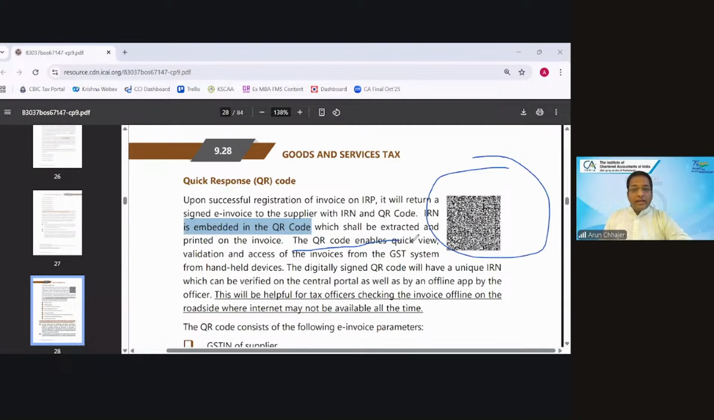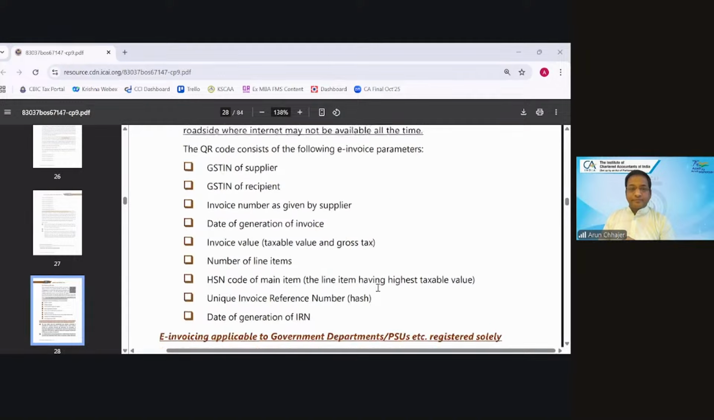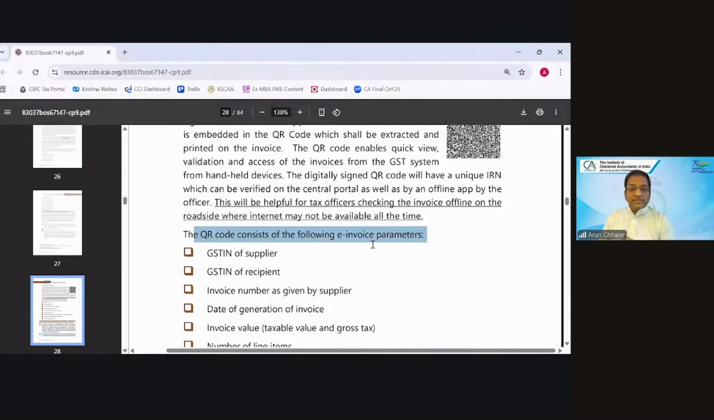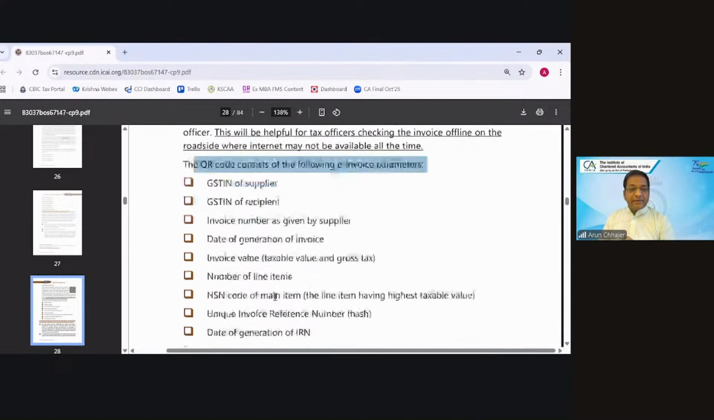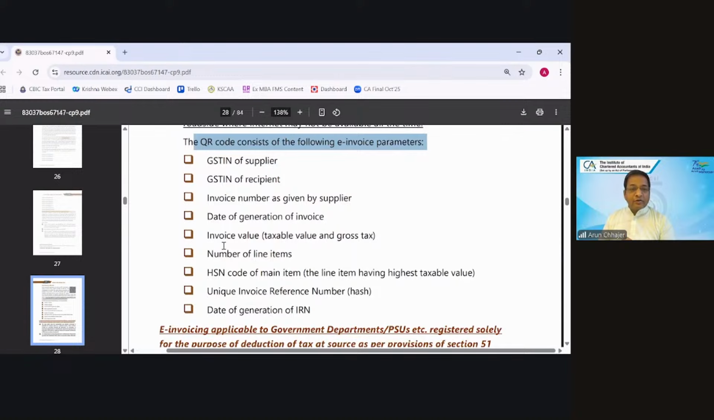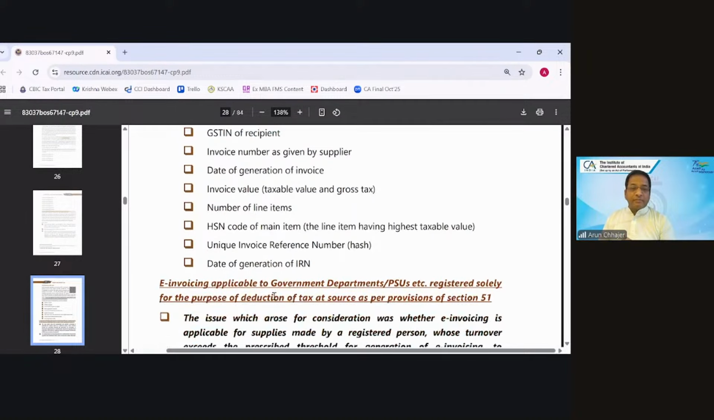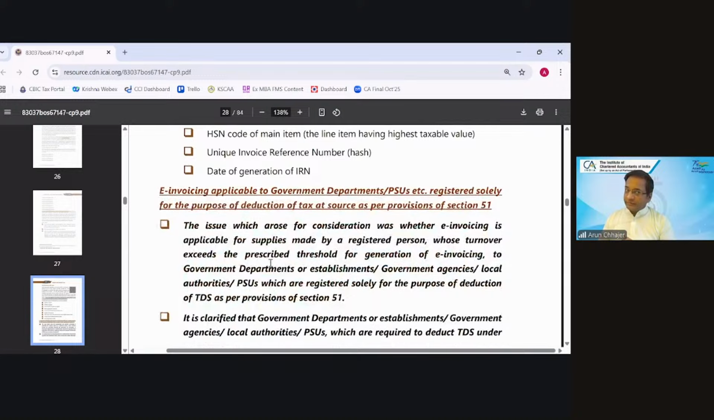The QR code enables quick view, validation and access of the invoice on the GST portal from handheld devices. The digitally signed QR code will have the unique IRN, which can be verified on the central GST portal also. The QR code consists of the GSTN of the supplier, recipient, invoice number, date, invoice value, number of items, HSN code, unique reference number, date of generation, etc.